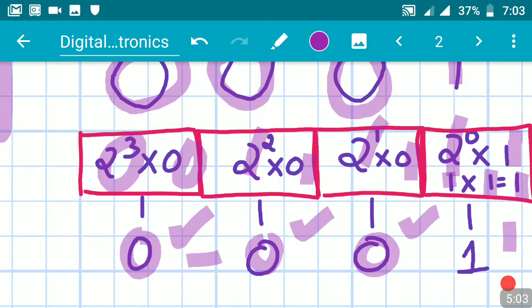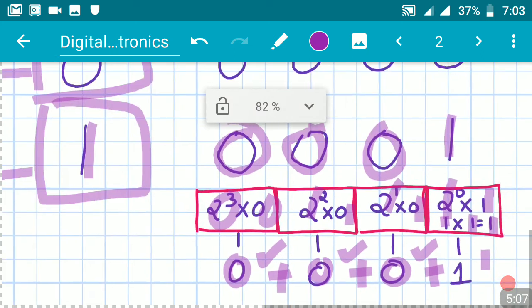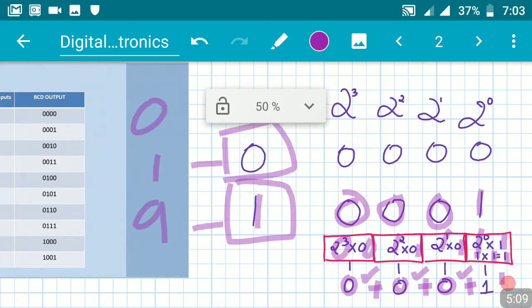So let me add all these numbers, 0 plus 0 plus 0 plus 1. What is the output that I'm going to get? That is your 1. This is how the binary coded decimal is understood.